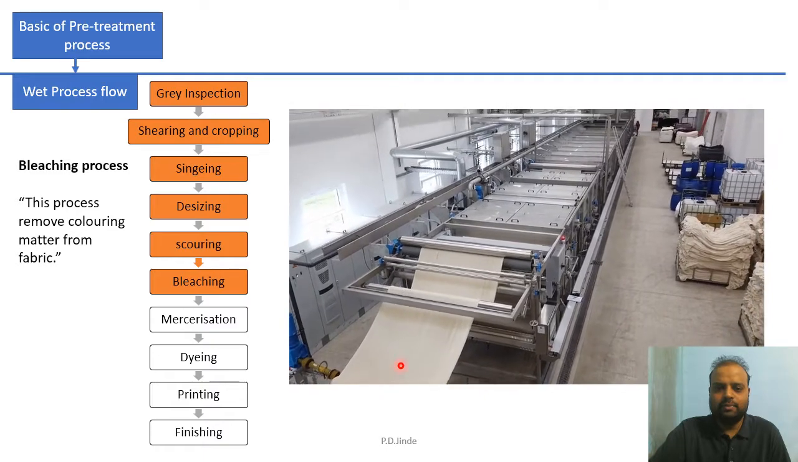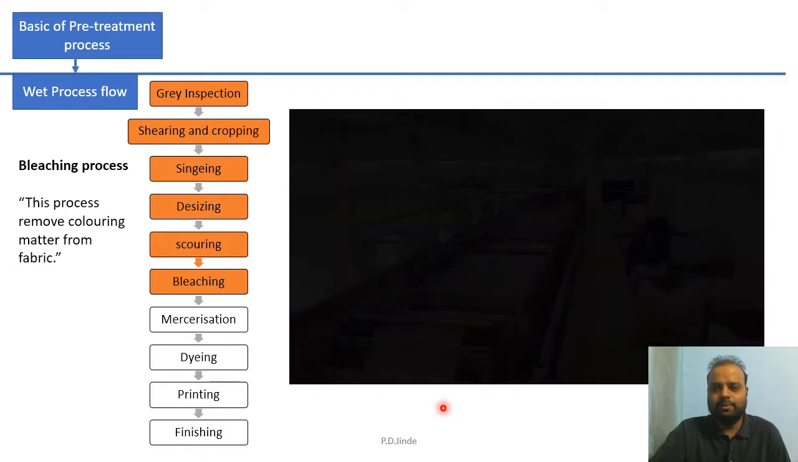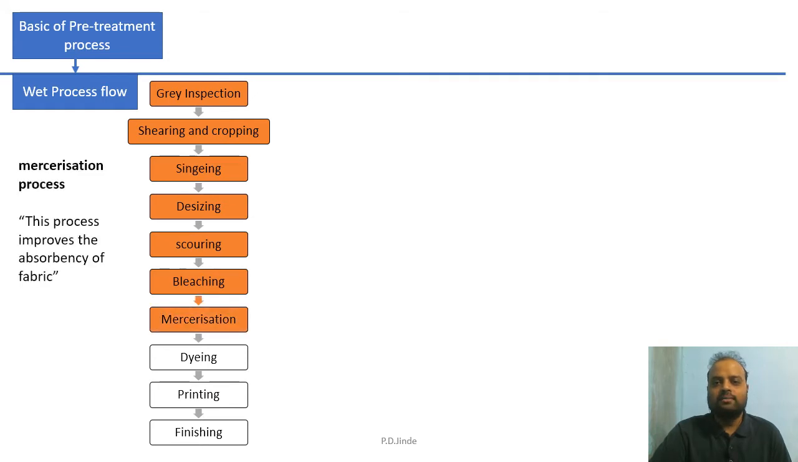This is grey fabric, and at the end of this machine you will get bleached fabric. Once bleaching is done, fabric becomes white in color. Now it is ready for the next process called mercerization. Mercerization is the process that improves the absorbency of a fabric. This is a crucial step from the point of view of further treatments. Fabric in the further treatment requires high absorption.